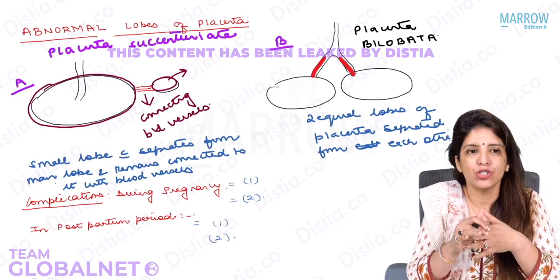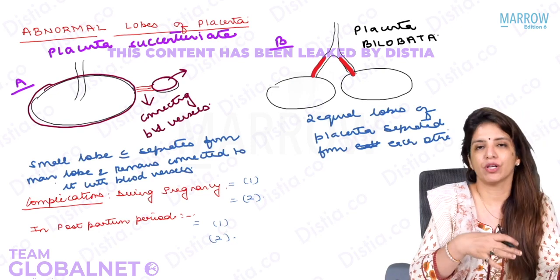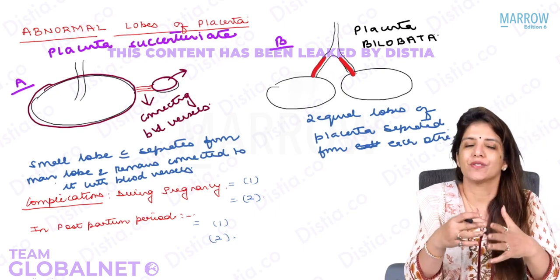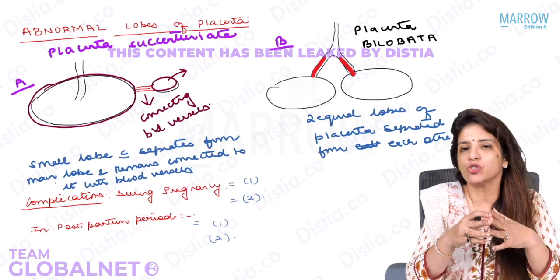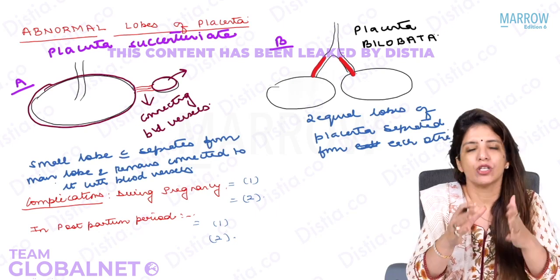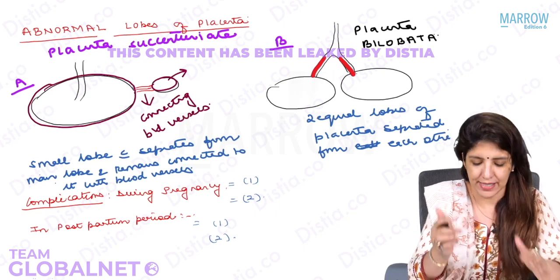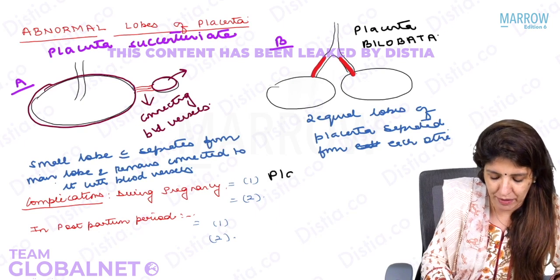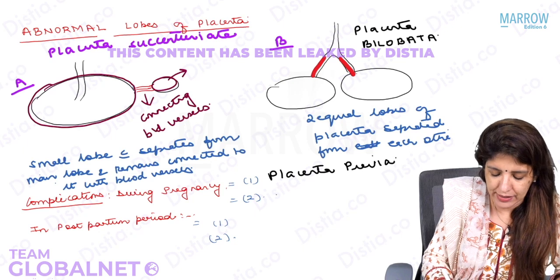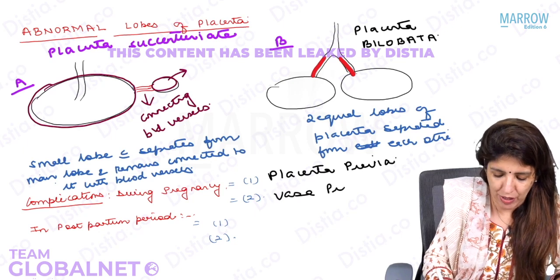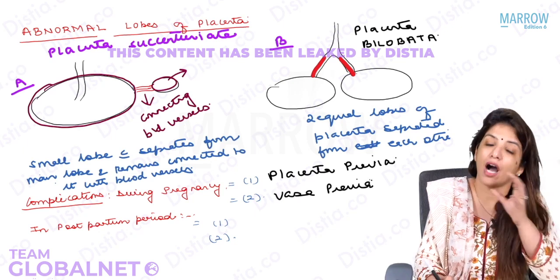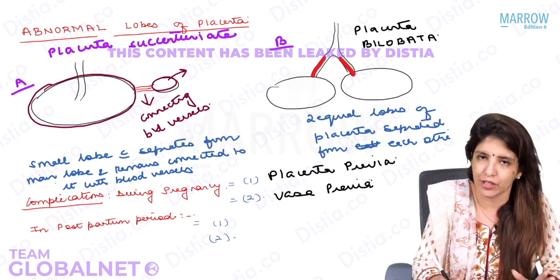But the complications which either of these placentas cause are the same. So complications which they can lead to during pregnancy, both these types of placentas can lead to placenta previa and they can lead to vasa previa. What is vasa previa and how these can lead to vasa previa, I'll tell you shortly.